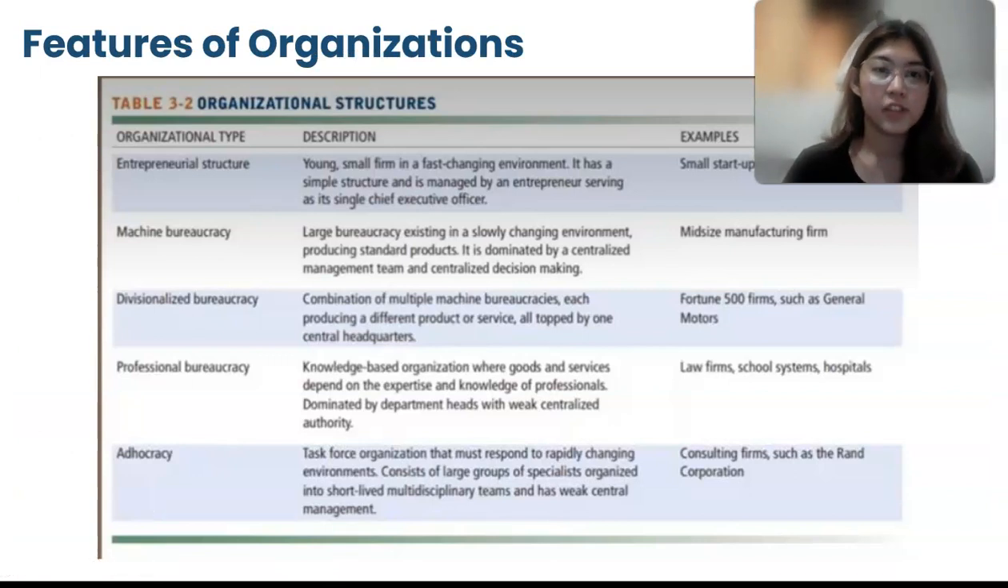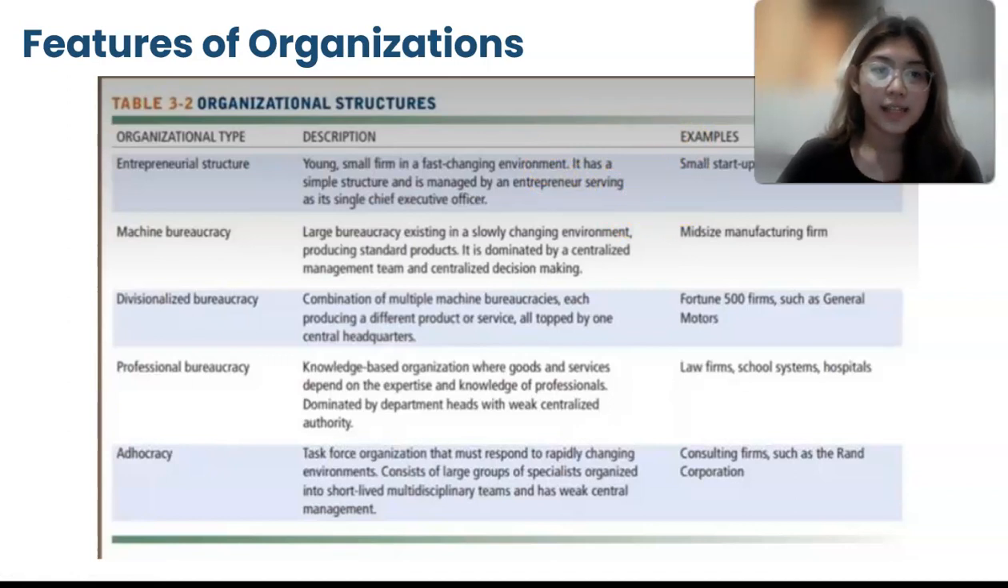Under the organizational structure, we have five organizational types. We have the entrepreneurial structure, or these are the young, small firms in a fast-changing environment. An example of this is the small startup business. Another is the machine bureaucracy. These are large bureaucracies existing in a slowly changing environment, producing standard products. Example of this is a mid-size manufacturing firm.